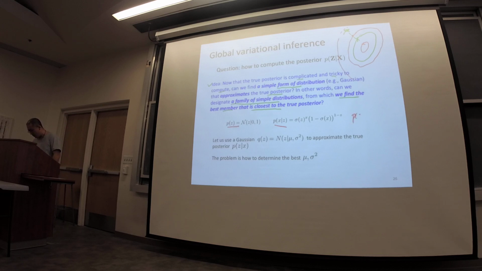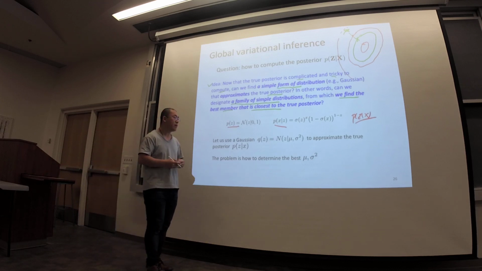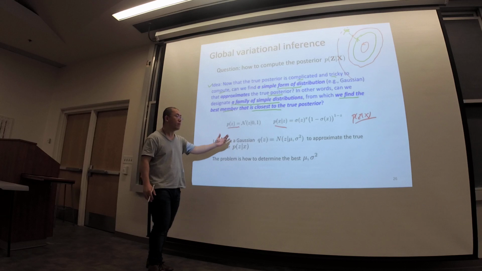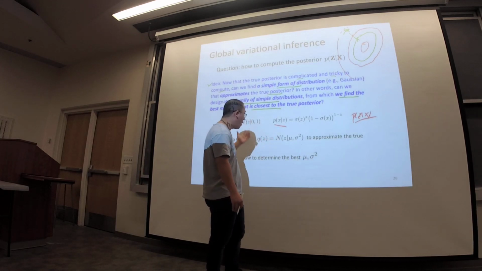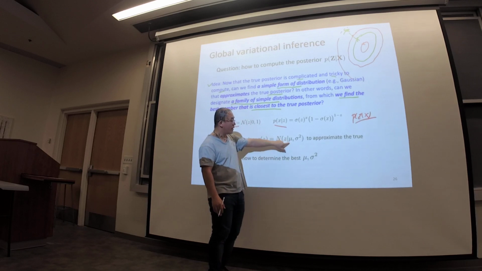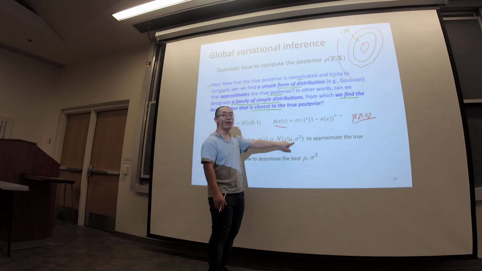We know that this posterior is infeasible to compute. So now I can designate some approximation family, say a Gaussian. And then the question becomes: how are you going to identify the optimal parameters for this Gaussian, mu and sigma? How can we do that?